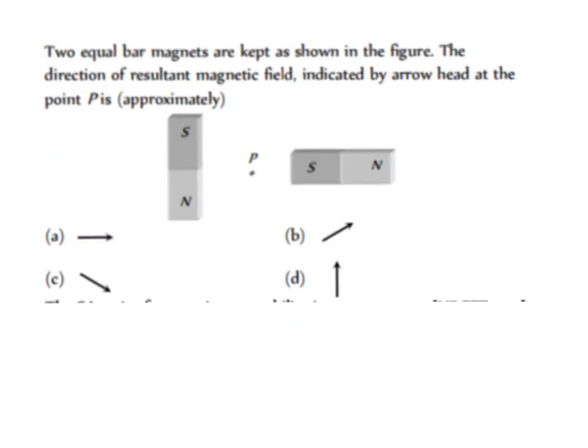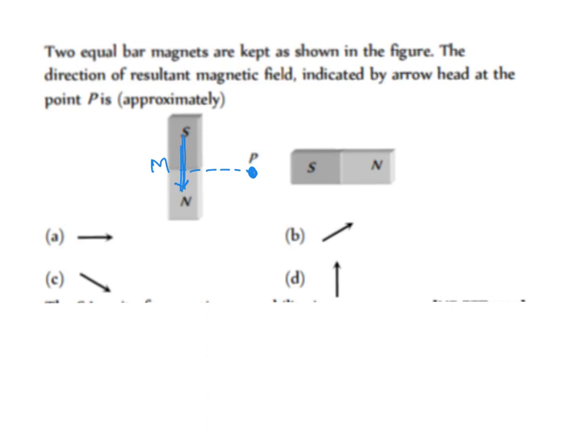Two equal bar magnets are kept as shown in the figure. The direction of the resultant magnetic field indicated by the arrow head at the point P will be. So now here is the point P. As this point P is on the perpendicular bisector of this magnet, correct? So that's the reason why, as you know, the magnetic dipole moment is from south pole to north pole. This is the magnetic dipole moment.